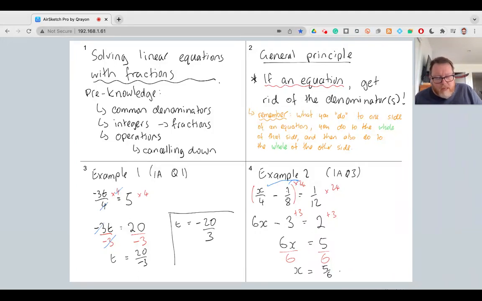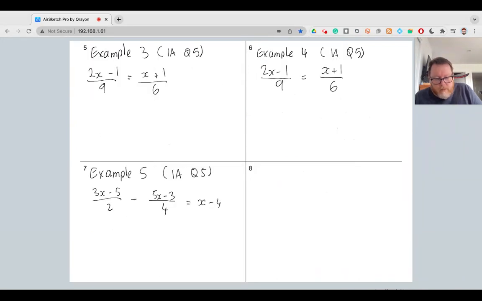Okay, let's have a look at some more examples. Getting a bit trickier as we go along. Now, example 3 here, we're going to use a little technique which feels a little bit magical, but it's not really. It's just condensing 2 steps into one, and it's called cross multiplication.